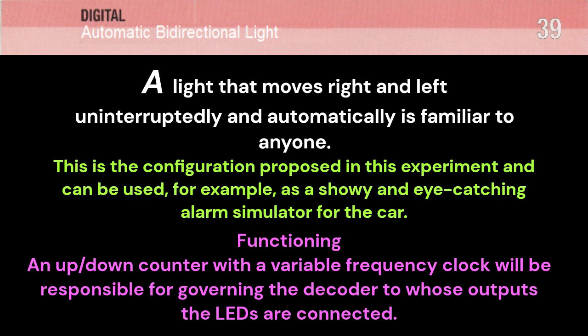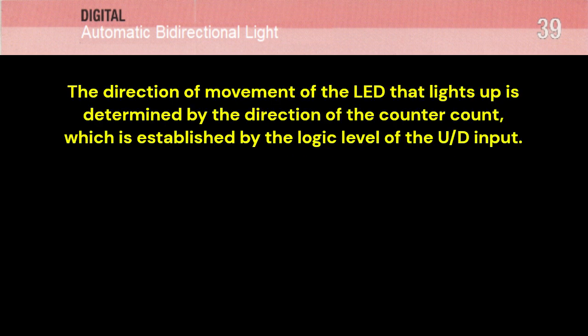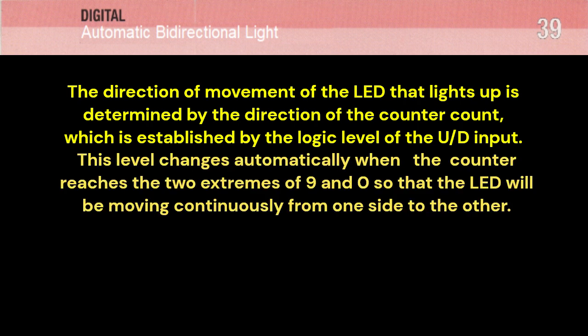Functioning. An up-down counter with a variable frequency clock will be responsible for governing the decoder to whose outputs the LEDs are connected. The direction of movement of the LED that lights up is determined by the direction of the counter count, which is established by the logic level of the U/D input. This level changes automatically when the counter reaches the two extremes of 9 and 0, so that the LED will be moving continuously from one side to the other.